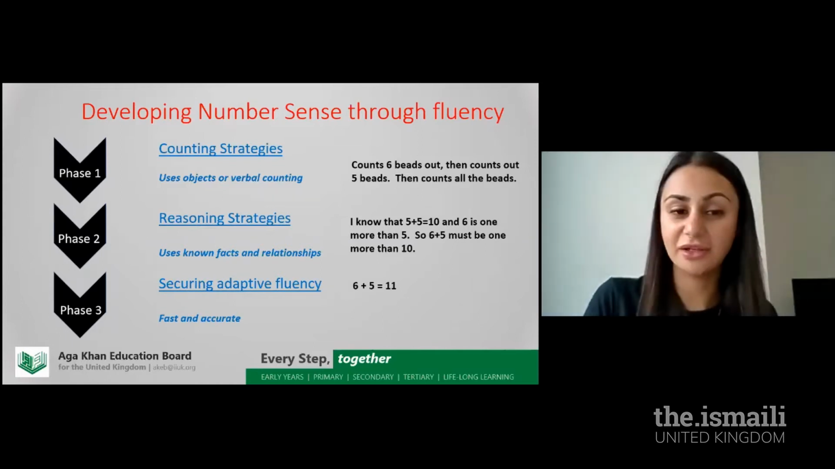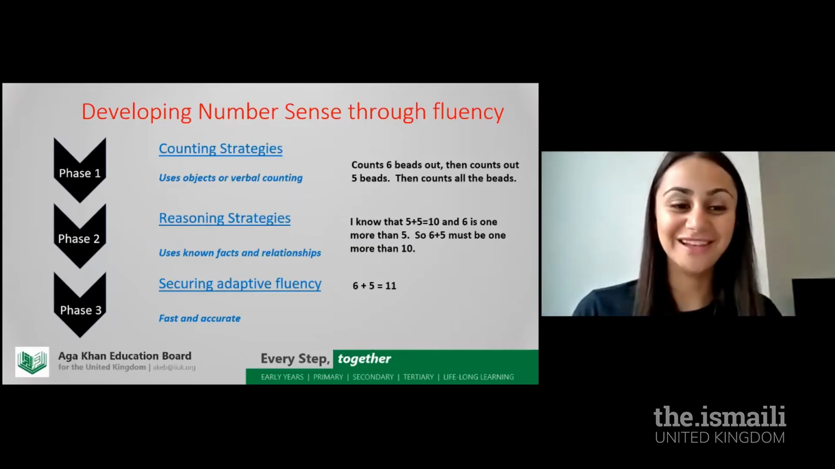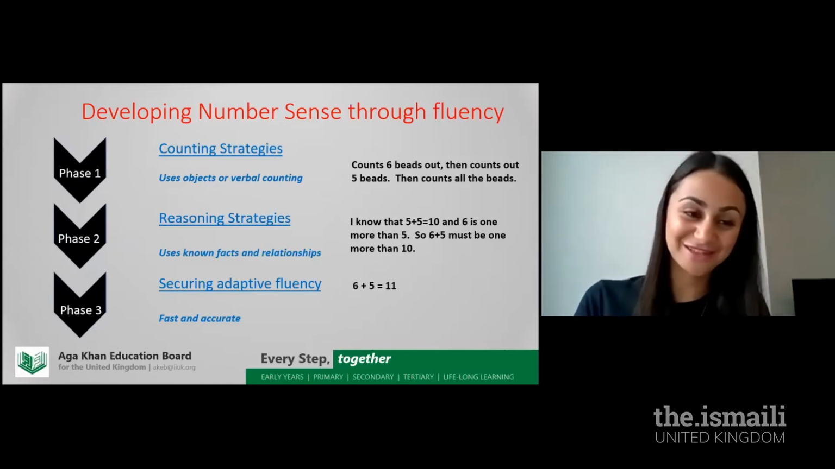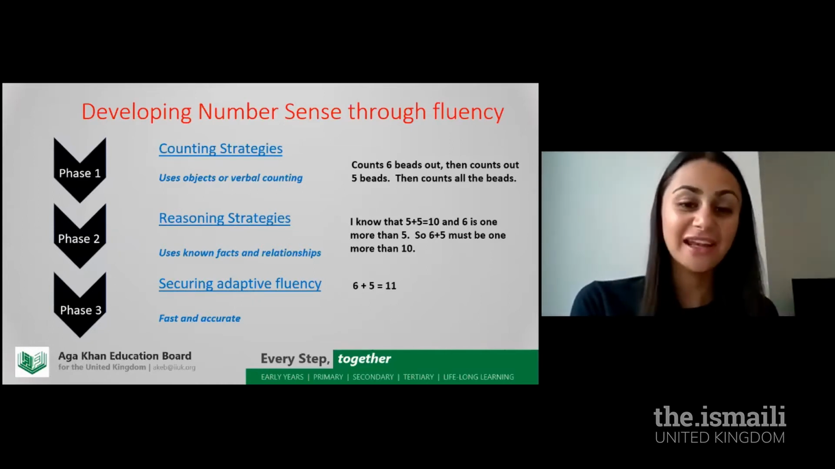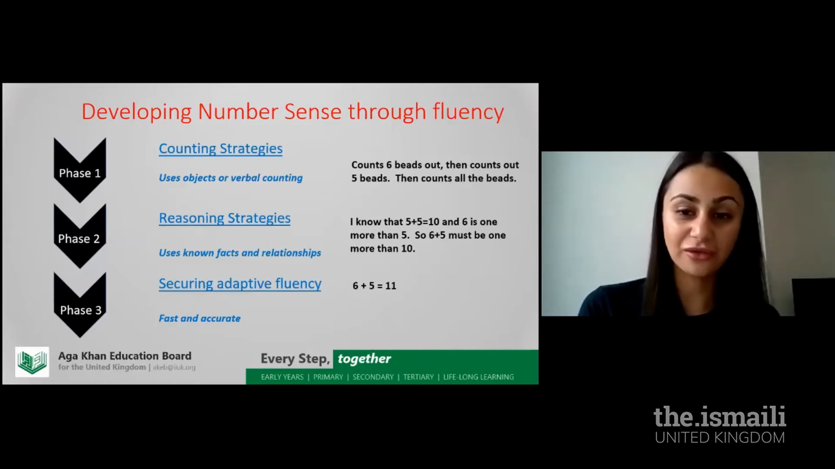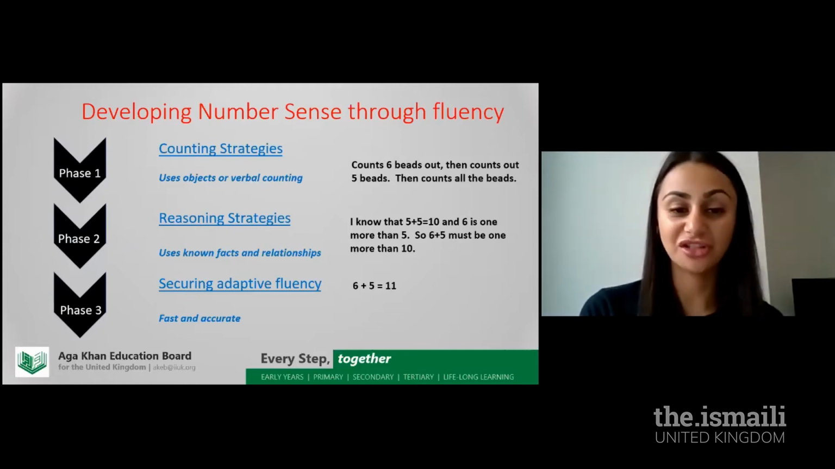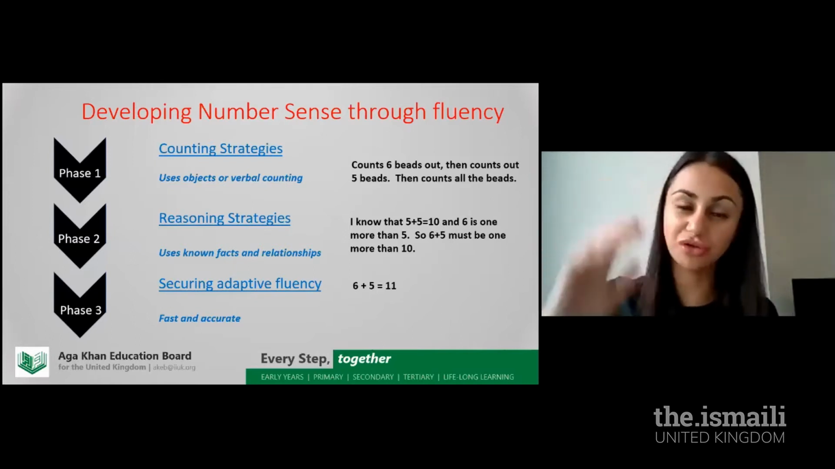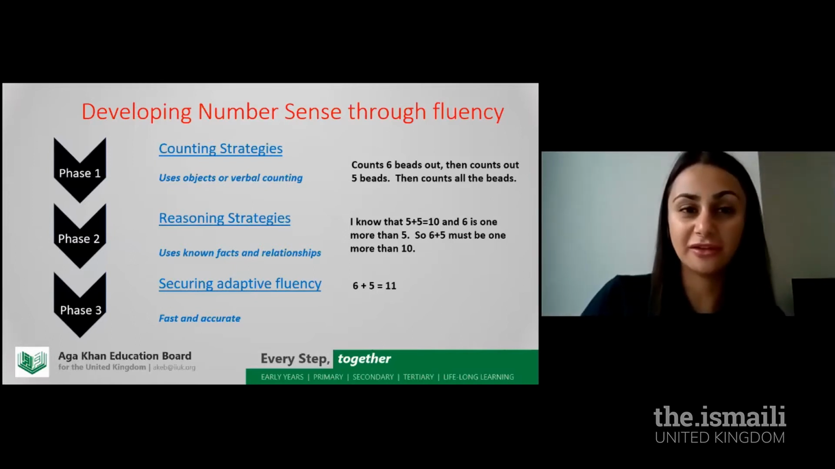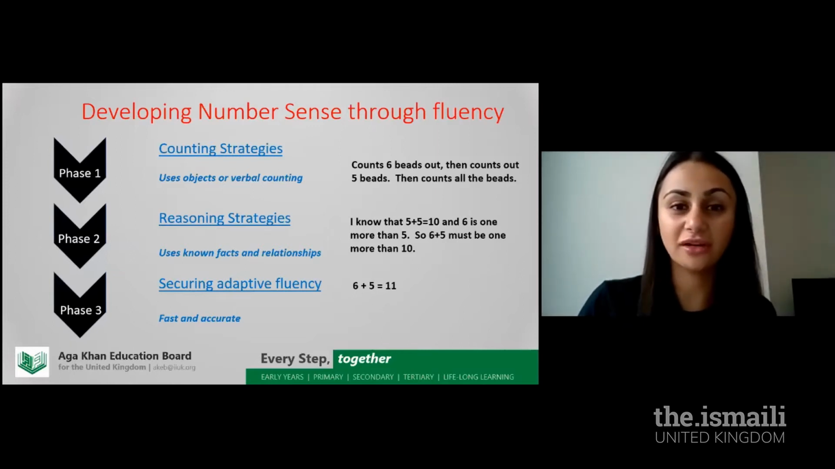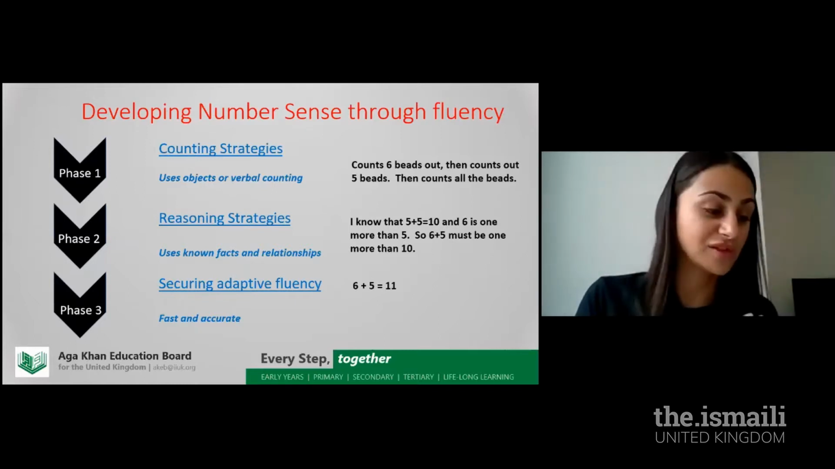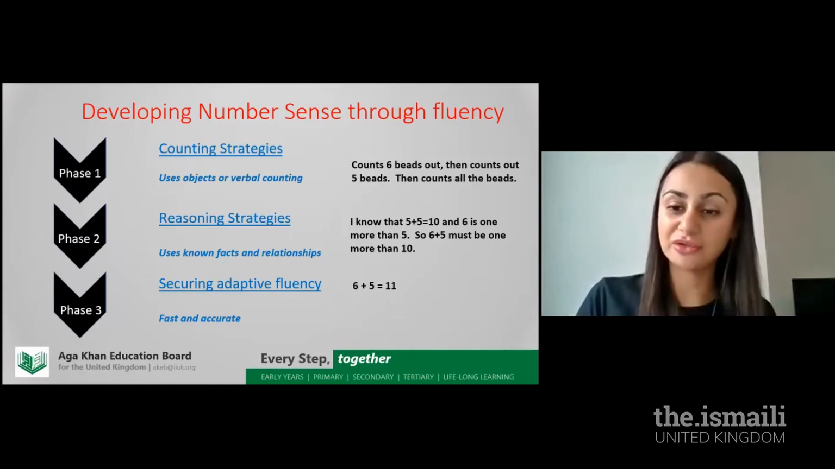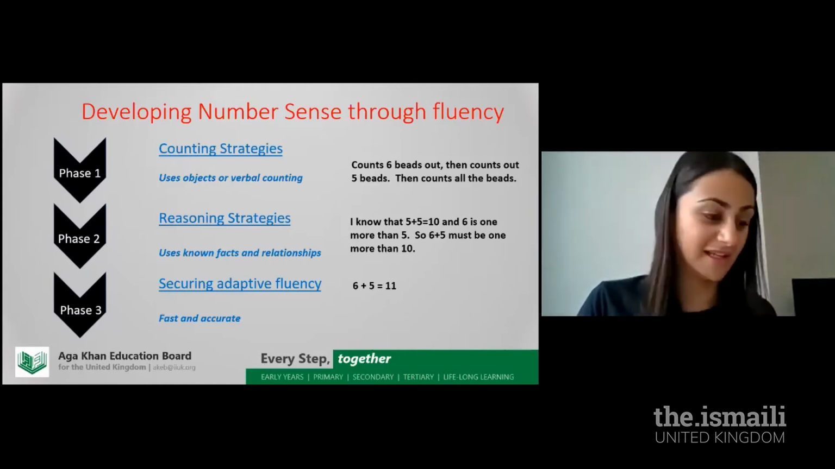Looking further on into phase 3, this is usually developed in the later parts of key stage 2 and beyond, and it's where children are becoming fast and accurate with their calculations. So looking straight away at the calculation, 6 plus 5, the child will know that it is 11. And I can't stress enough how important it is that children very, very early on develop a strong number sense and have a really strong understanding of number through counting, through physical resources. Just like a house, you need strong foundations to be able to build on with the rest of your understanding of number.